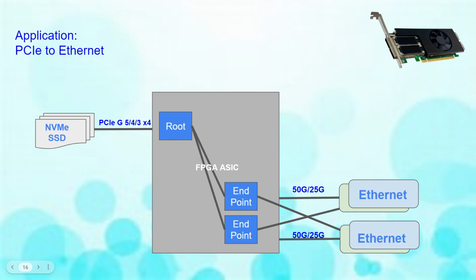Here is another sample application supporting two hosts, 50G or 25G Ethernet from the endpoint with one NVMe SSD through PCIe Gen 5, 4, or 3 x4 from the root.